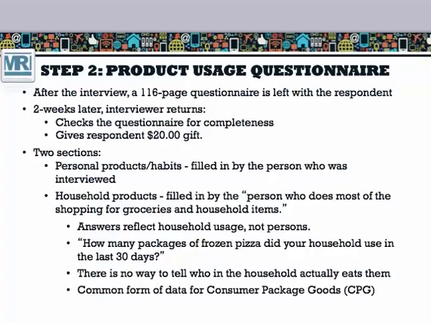There are 2 sections in the survey. The first one is the personal products and habits, which is filled in by the person who was interviewed, and the second one is about the household products, filled in by the person who does most of the shopping for groceries and household items. The answers reflect household usage, not individual people. The question about consumption is something like, how many packages of frozen pizza did your household use in the last 30 days? The problem with this is there's no way to tell who in the household actually eats them.